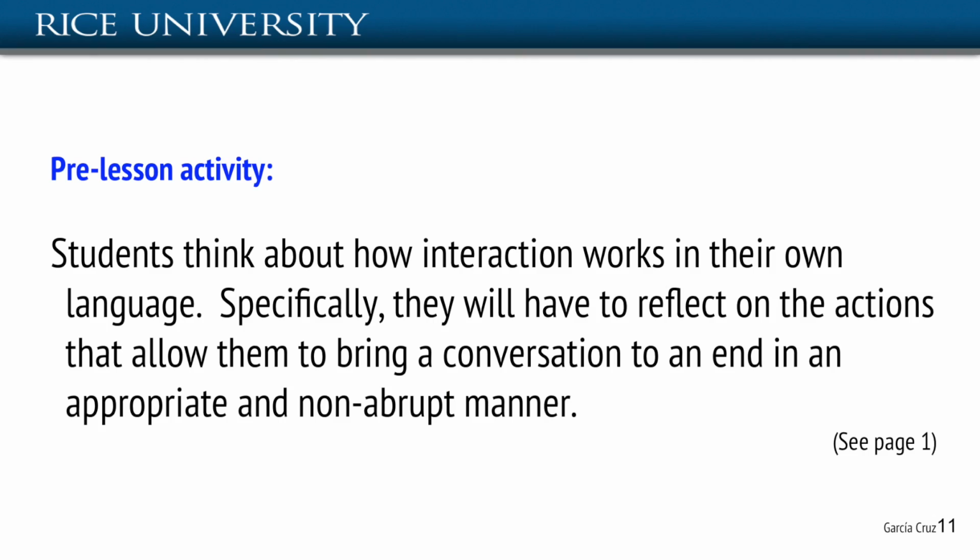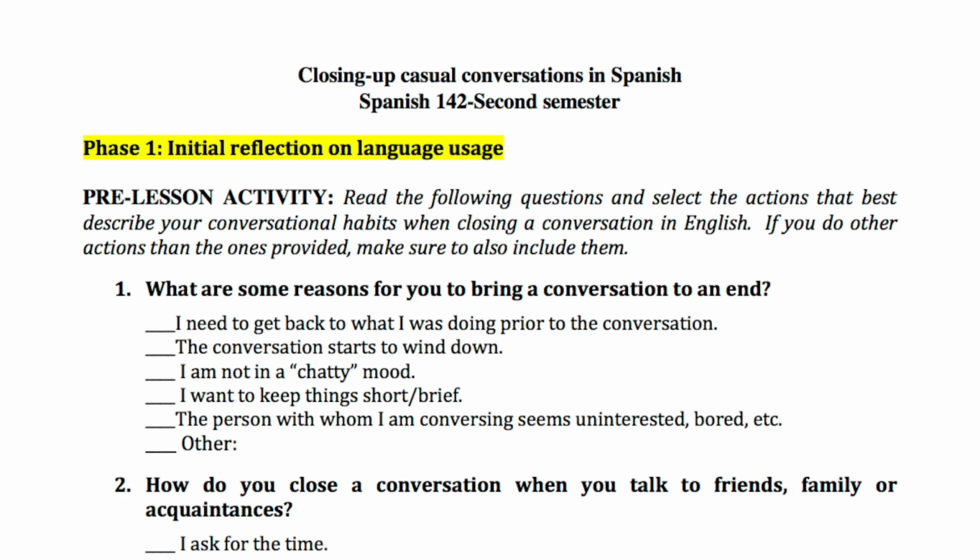In the pre-lesson activity, page 1, students complete this before coming to class on the day of the lesson. This is when students think about how interaction works in their own language. Specifically, they have to reflect on the actions that allowed them to bring a conversation to an end in an appropriate and non-abrupt manner. So they have a series of questions in which they just check the things that apply to them. For example, what are some of the reasons for you to bring a conversation to an end? So they check the ones that they consider are based on their experience.